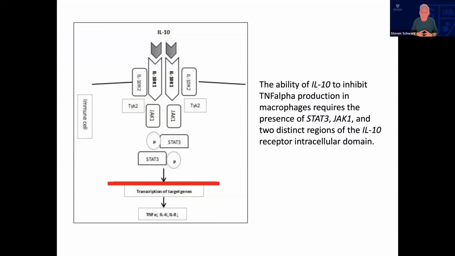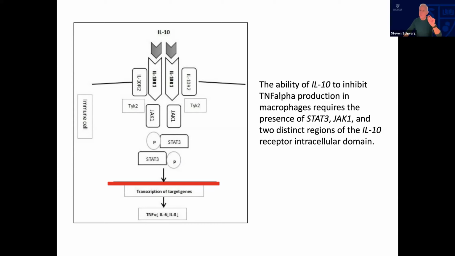And what does IL-10 do? IL-10 inhibits TNF-alpha production in macrophages and requires the presence of STAT3 and JAK1 and two distinct regions of the IL-10 receptor intracellular domain. So IL-10 comes and actually blocks the pathway leading to the transcription of target genes, which are responsible for the elaboration of pro-inflammatory cytokines. Mutations in IL-10R allow this to go unchecked.